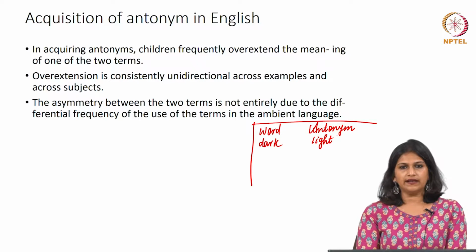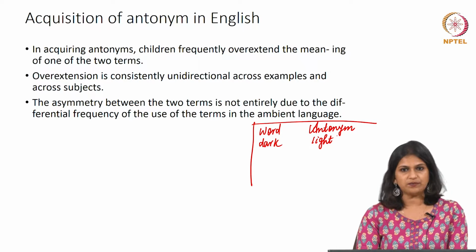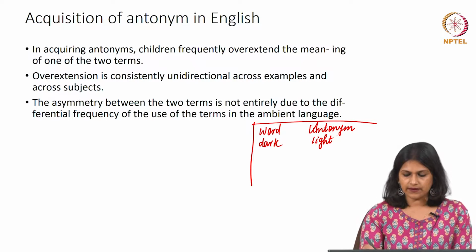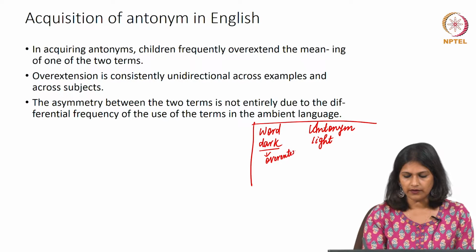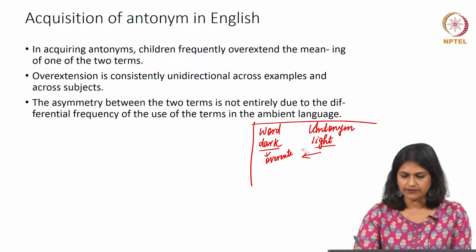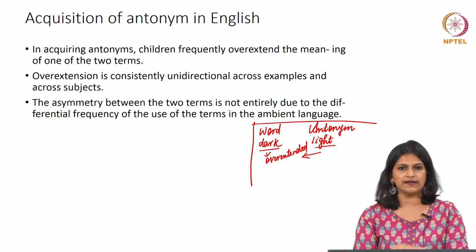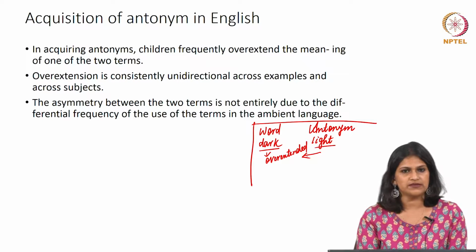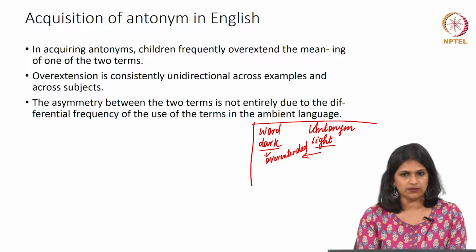So, when the child is acquiring the antonym of dark, following the first point, what will it be? Either the meaning of dark would be overextended or the meaning of light would be overextended. One of these things is going to happen. Either of the two, either the word or the antonym, the meaning is going to be extended. That is one claim. Let us see how the claims have been taken into account.